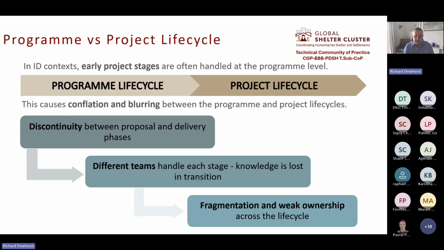So as these early stages of the project lifecycle are typically carried out at a program level, rather than by the project delivery teams, this leads to conflation between the program lifecycle and the project lifecycle, because you've got different teams responsible for the proposal and the delivery phases. So you have this discontinuity between the early phases, the pre-project phase, and the rest of the lifecycle. And so you can have a situation where knowledge is lost in the handover between bid teams and the delivery, but you also have a lack of ownership and fragmentation, because there's no one at project level that's consistently involved through all phases of the life cycle.